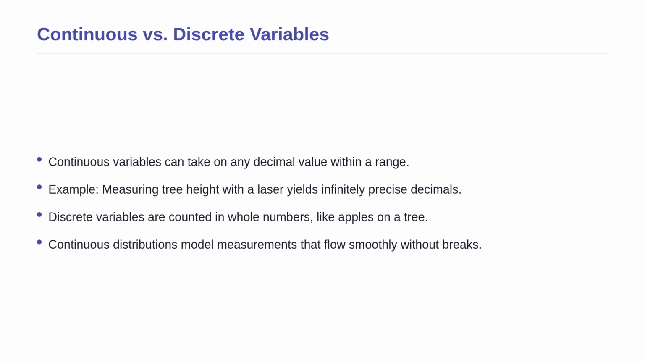To understand continuous distributions, we first need to understand continuous variables. Imagine measuring the height of a tree. With a standard ruler, you might say it is 5 meters tall. But with a highly precise laser, it might be 5.0124 meters. Because height can take on any possible decimal value within a range, it is a continuous variable. This is completely different from counting apples, which must be whole numbers. In probability, when we deal with measurements that flow smoothly without breaks, we use continuous probability distributions.